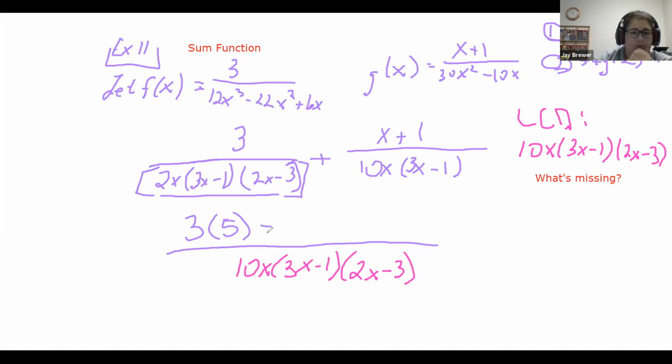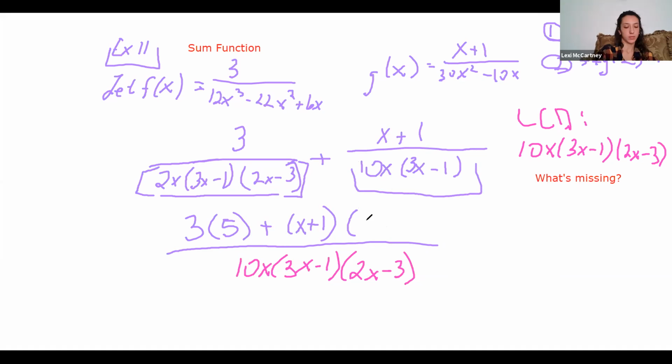All right. So because we did that, we can now write it as one fraction. But the next thing is what do we have missing here? Here we have a 10x and a 3x minus 1, but what piece is missing? Two x minus 3. Mhm.